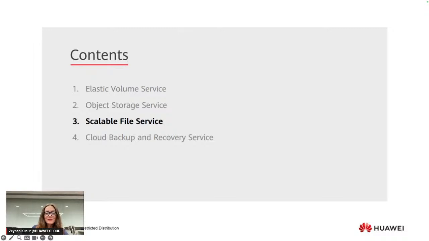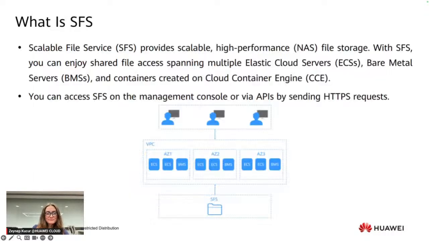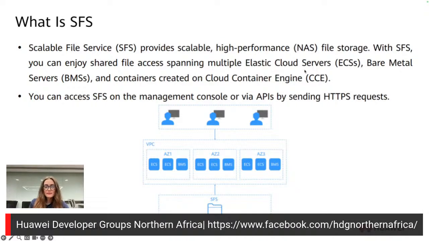And let's continue with our scalable file service. So scalable file service allows you shared file access across your ECSs, BMSs, and containers on ECS. It's a high performance NAS file storage. You can manage and access SFS via the management console or by sending HTTPS requests. And it's designed for scalability and high performance.